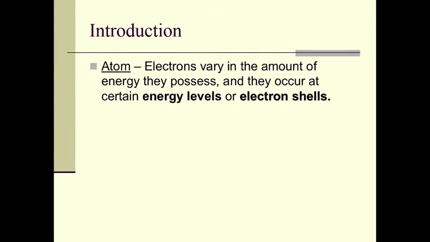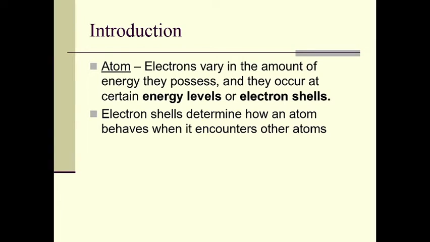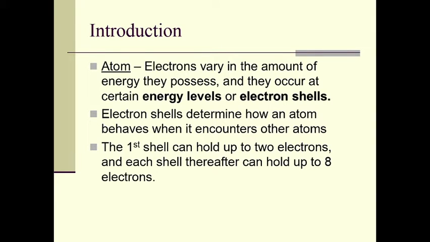So we have studied the energy levels. Electron shells determine how an atom behaves when it encounters other atoms. So these shells are very important. The first shell can hold up to 2 electrons, as we have already seen, and each shell thereafter can hold up to 8 electrons.